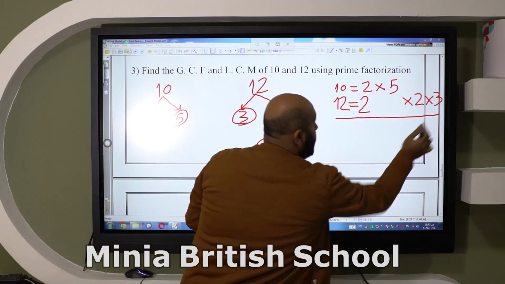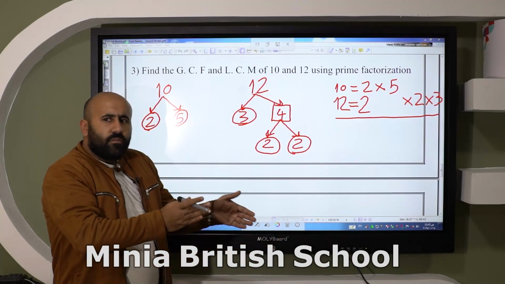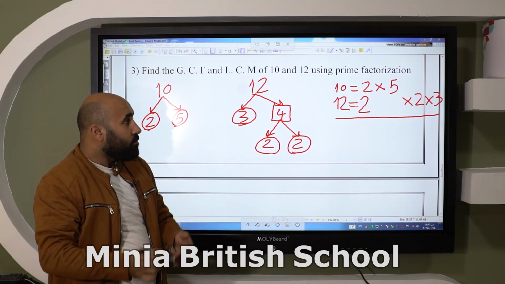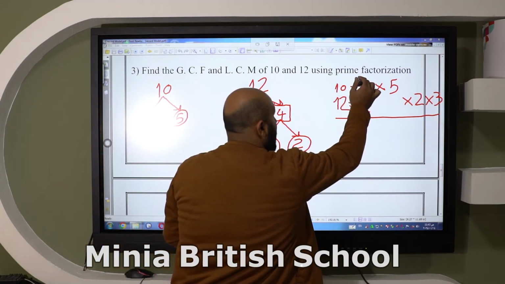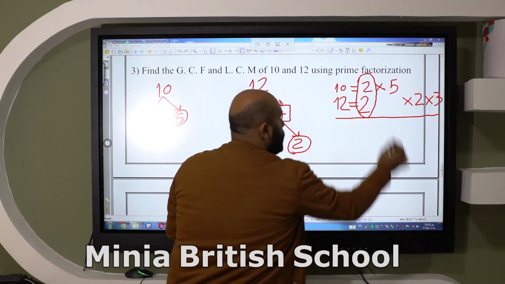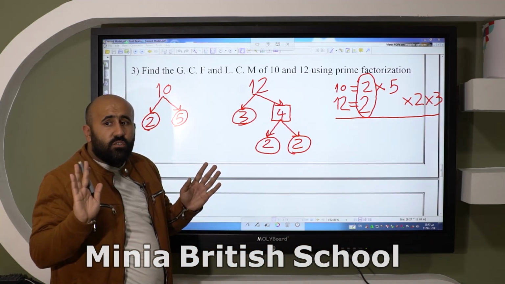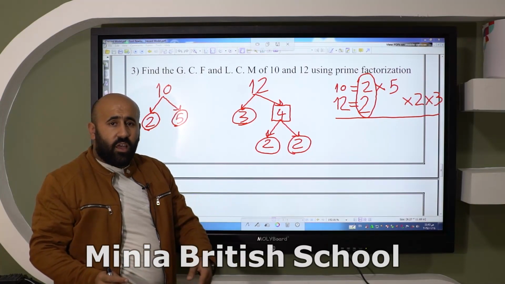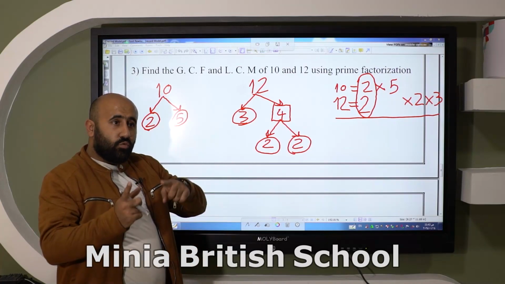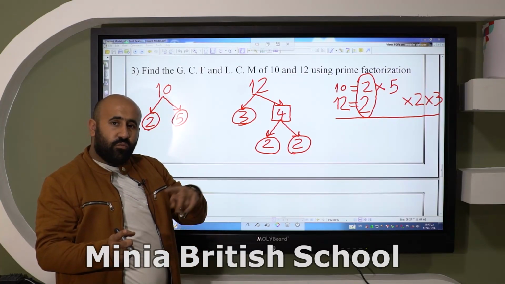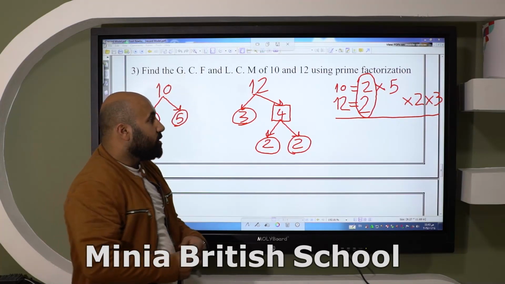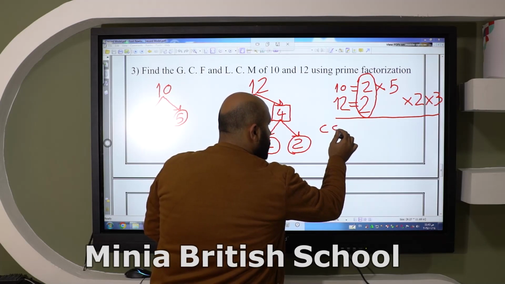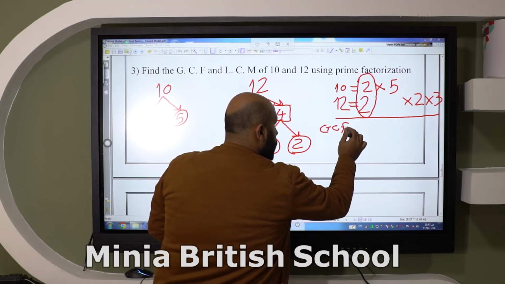The GCF simply is the greatest common factor. So if I want to determine it, I must circle the common factors between the 10 and the 12. I have only 2, so the GCF will be 2. What if I find that I have more than 2? Then I will take 1 from each and then multiply. So the GCF will be 2.